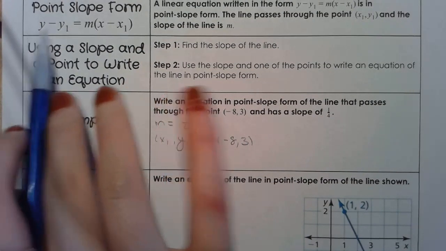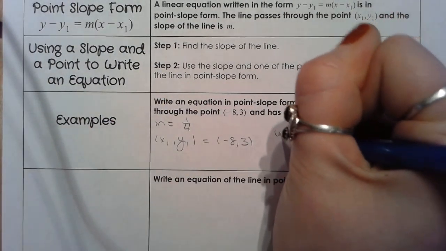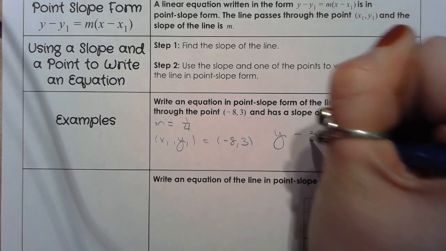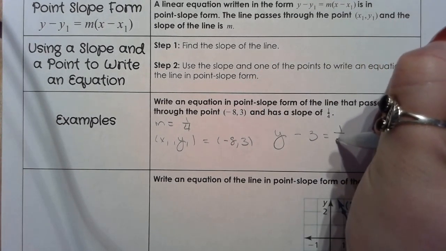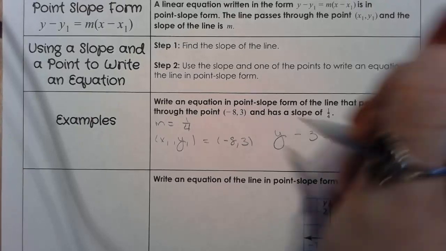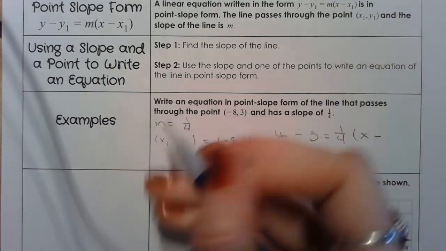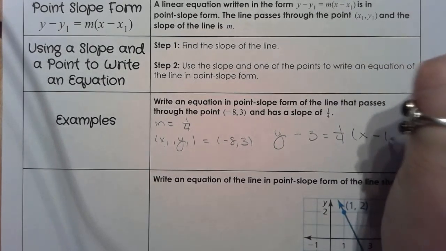So I'm just going to go ahead and plug it into this form. So we have y minus y1, which is 3, equals m, which is 1/4, times x minus x1, which is -8.